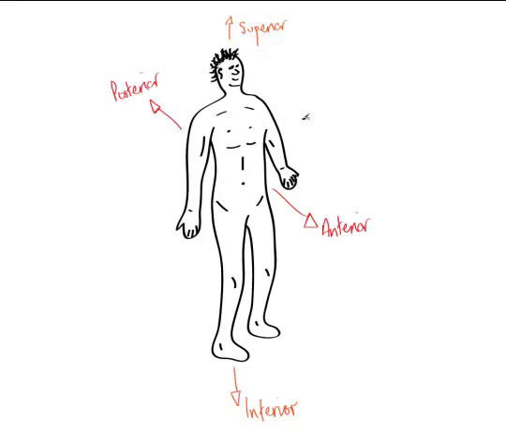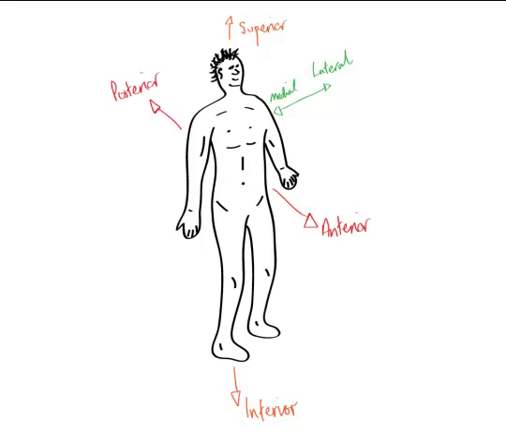A further pair of adjectives we can use are medial and lateral. Now medial and lateral refers to the position of a structure in relation to the midline of the person. If a structure is said to be medial, then it is closer to the midline. If a structure is said to be lateral, then it is further away from the midline. So again we could say the left arm is lateral to the trunk, or the eyes are lateral to the nose, or the nose is medial to the eye. So medial and lateral refers to the relative position of a structure in relation to an imaginary midline drawn down the middle of the body.